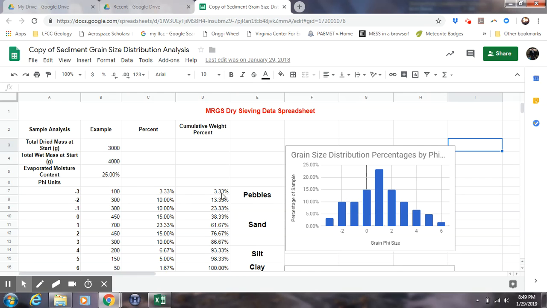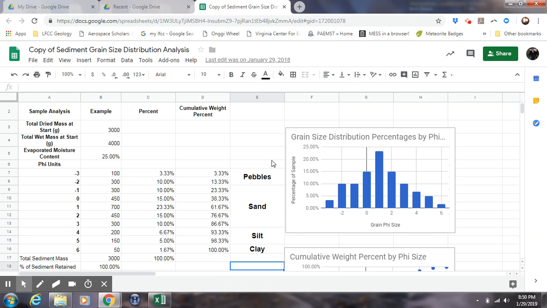And so the cumulative weight percent for that one is 3.33%. The next level, at -2, the cumulative weight percent is 13.33 because I take the 3.33%, add the 10% for the next fraction, and then they can do the total. So it's cumulative. I'm accumulating percentages, and it should all go all the way to 100. And I've conveniently labeled these as pebbles, sand, silt, and clay, and so forth.